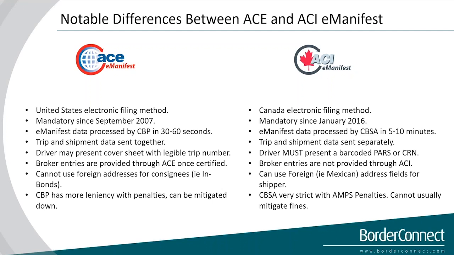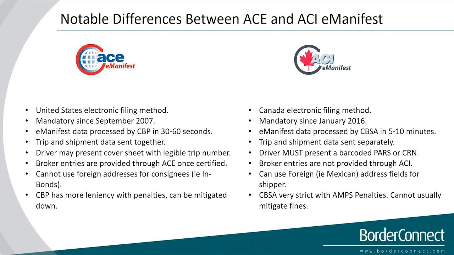And also with ACE, trip and shipment data are sent together, and with ACI, trip and shipment data are sent separately. BorderConnect, when we launched ACI, we wanted to give people the familiarity that they were used to with ACE. So what we did is, even though the messages are sent separately, you have one button and that transmits both at the same time. So it gives people that familiarity that they're used to with ACE. But in the back end, they're sent separately.